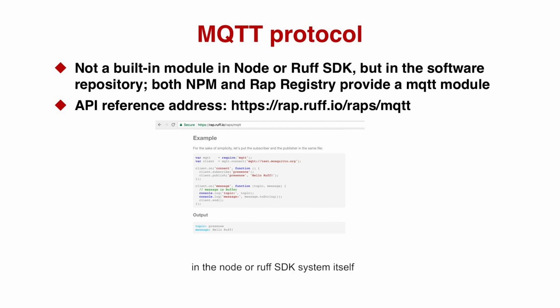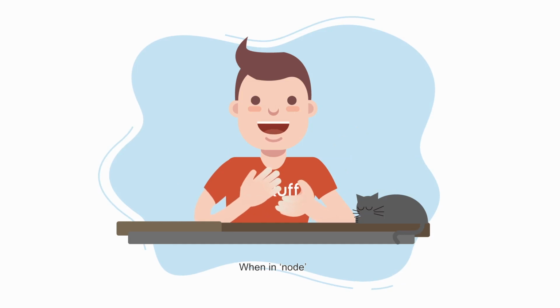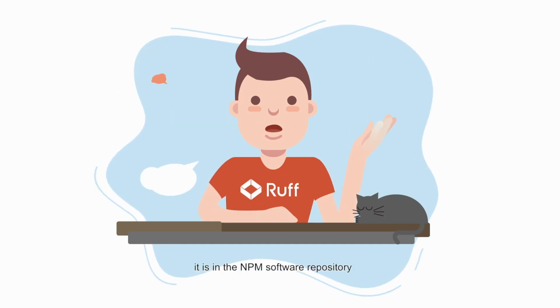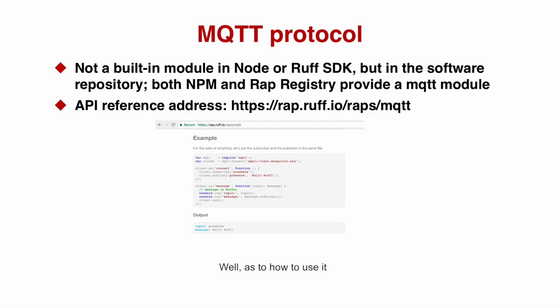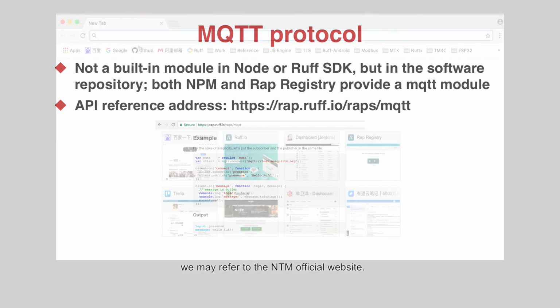The MQTT module is indeed an external module, not a built-in module, in the Node or Ruff SDK system itself. Instead, it is actually stored in the software repository. When in Node, it is in the npm software repository. When in Ruff, it is in Ruff Registry. Well, as to how to use it, we may refer to the npm official website.